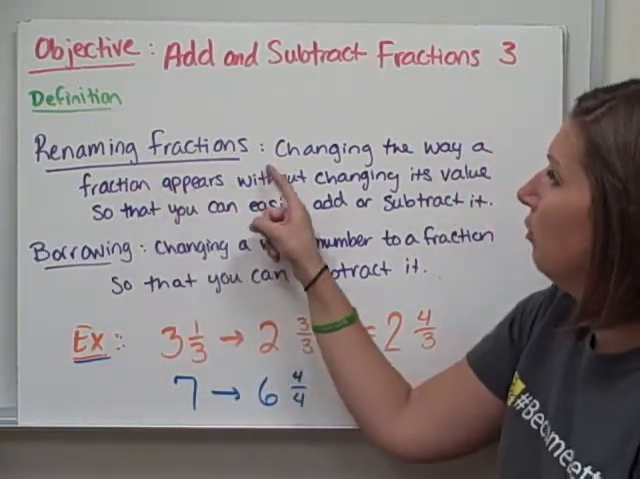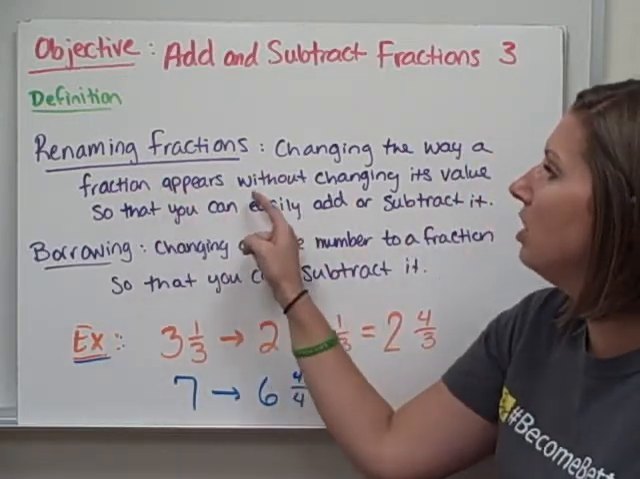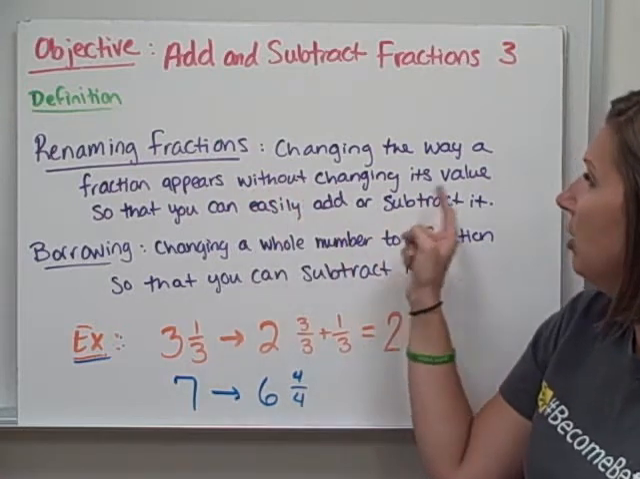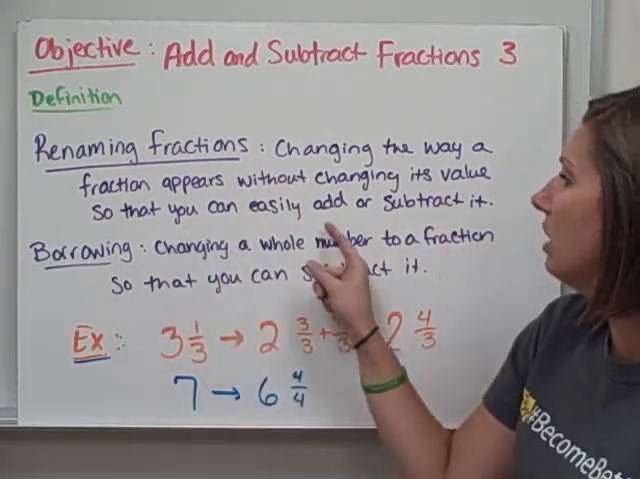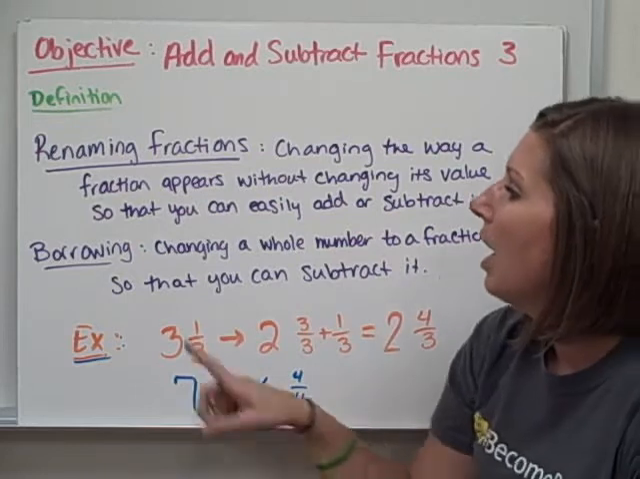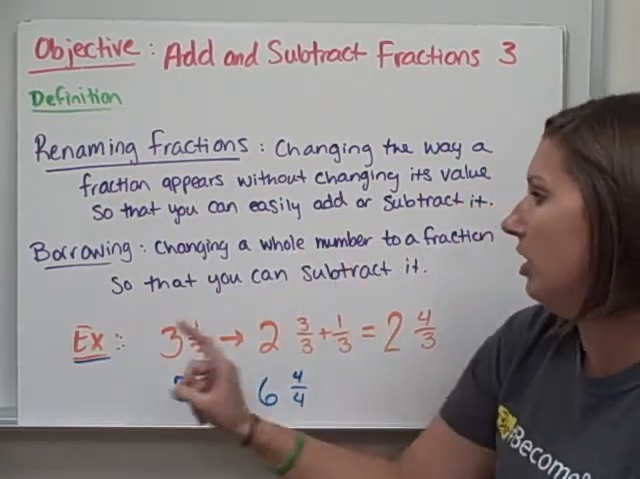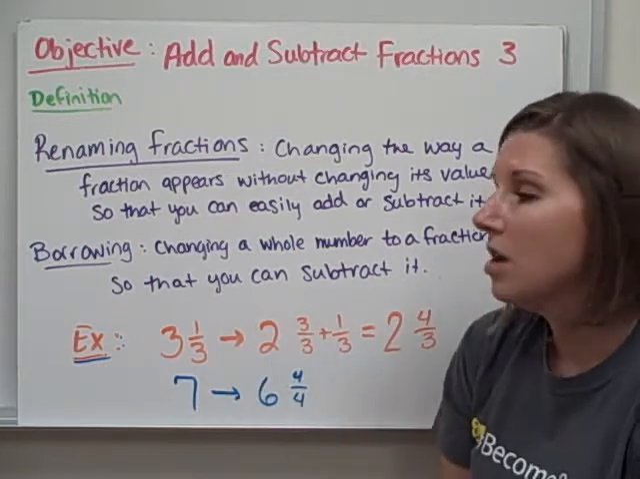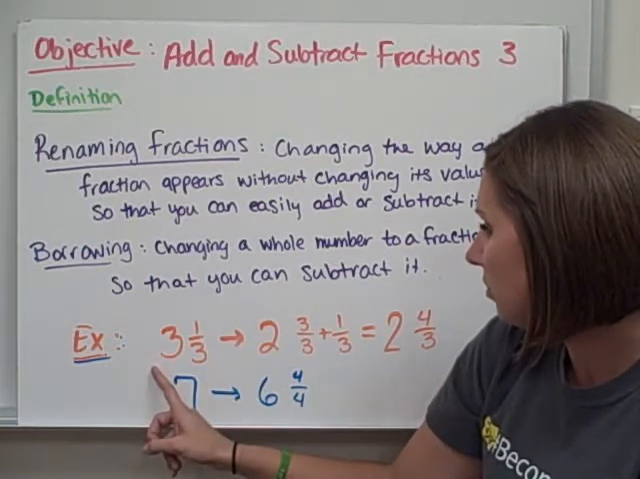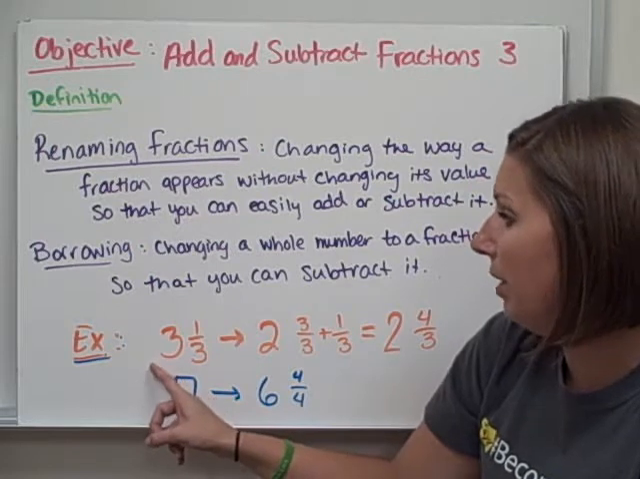So to rename a fraction, we're just changing the way a fraction appears without changing its value so that you can easily add or subtract it. But when we borrow, we're changing a whole number to a fraction so that you can subtract it. So here's an example of borrowing.